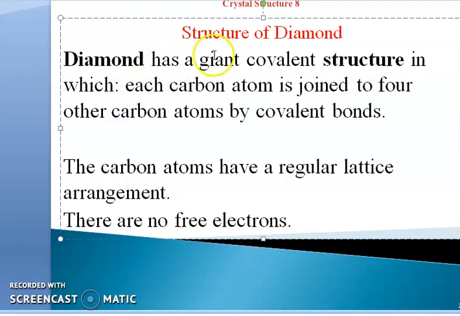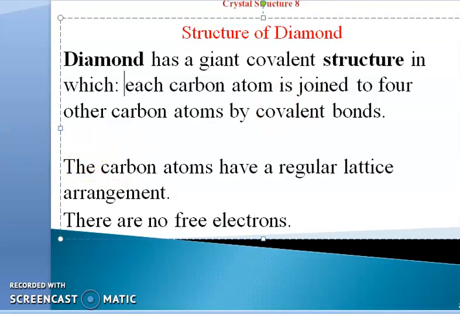See, structure of diamond. Diamond has a giant covalent structure in which each carbon atom is joined to how many? To 4 other carbon atoms by covalent bonds. It is a strong bond, as you remember. Each carbon atom is joined to 4 other carbon atoms by covalent bonds.